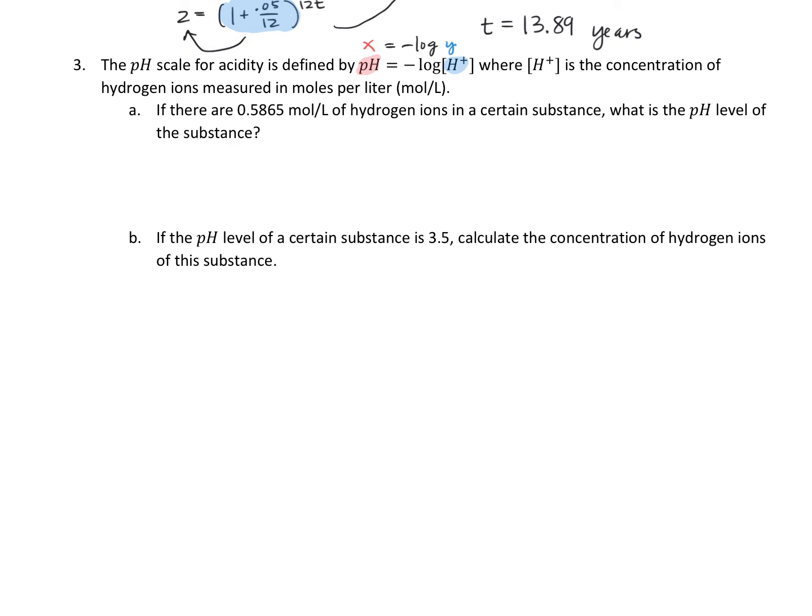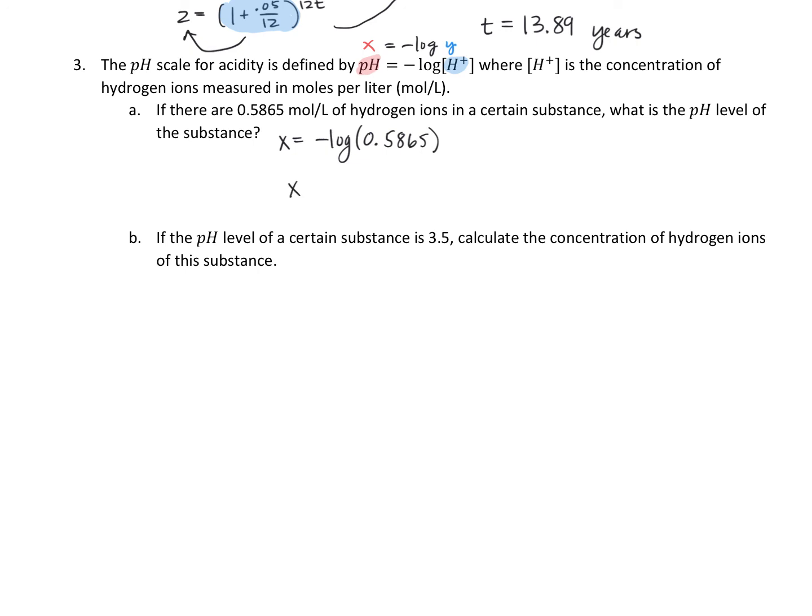So if I look at part A, if there are 0.5865 moles per liter of hydrogen ions in a certain substance, what is the pH level of the substance? So it's asking you the pH level. So it means you don't know X. So y, the concentration of hydrogen ions, is given to you. So you're simply going to plug that in. So X equals negative log of 0.5865. And all you have to do is plug that in your calculator and see what you get.